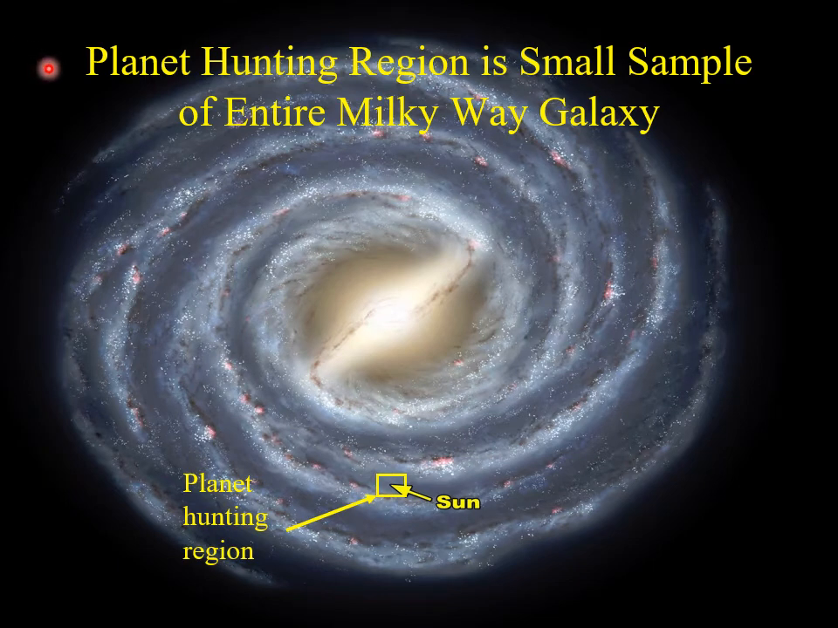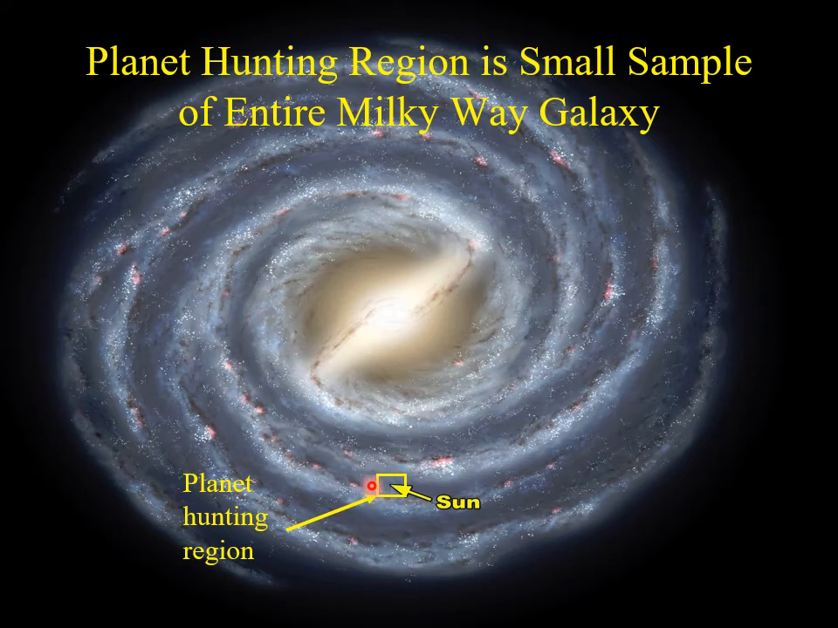Even though we have found quite a few planets so far, we're just really scratching the surface. The reason is that this is a diagram showing our Milky Way galaxy, which contains something like 200 billion stars. Our sun is located right around here in the galaxy, and we are only able to look out so far with our telescopes to find these other planets. So our planet hunting region is just a tiny little sliver or sample of the entire galaxy.